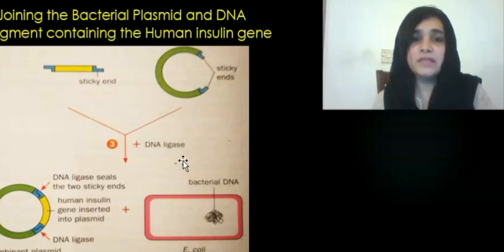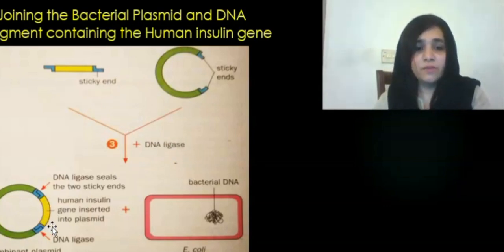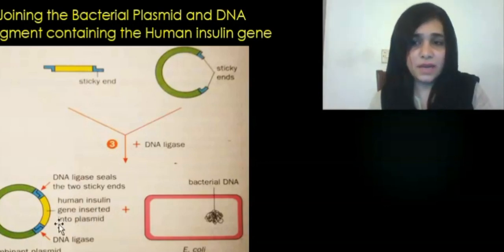After the production of the sticky ends, we are going to mix both the plasmid and the human insulin gene, and we are also going to add the DNA ligase. Now what happened? The human insulin gene is inserted into the plasmid. Here you can see the yellow one, the sticky ends of the human insulin gene, and this green one is the bacterial plasmid.